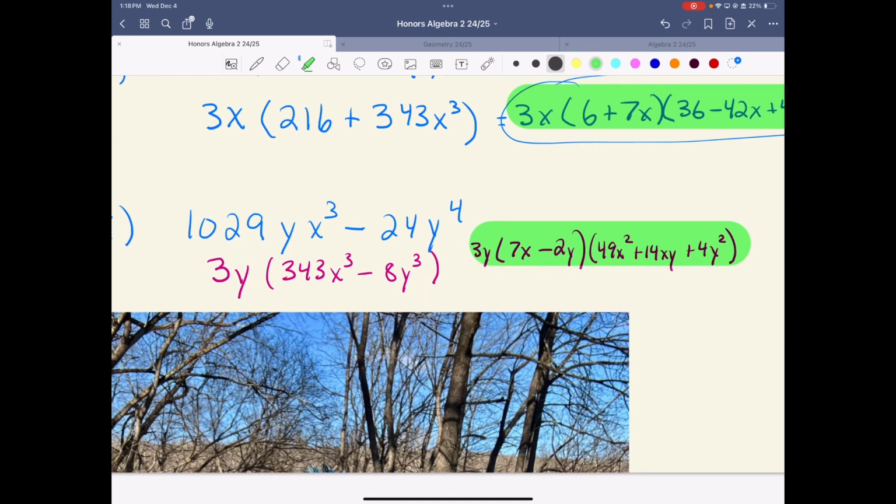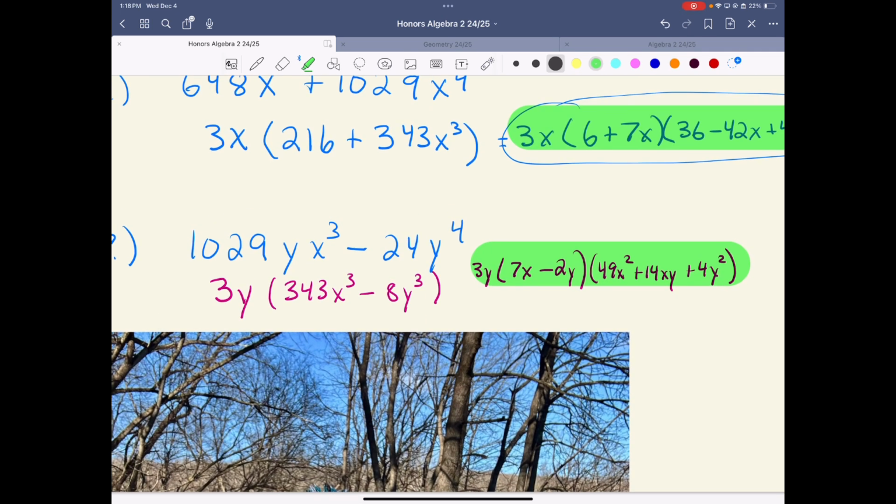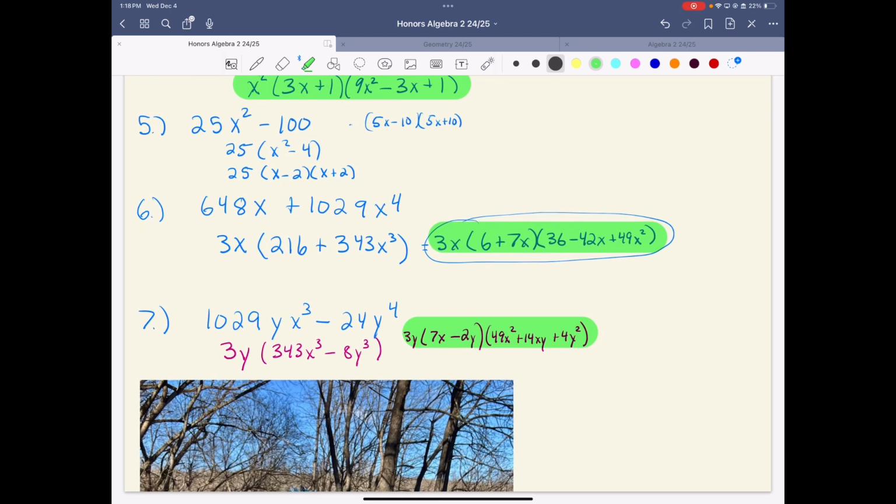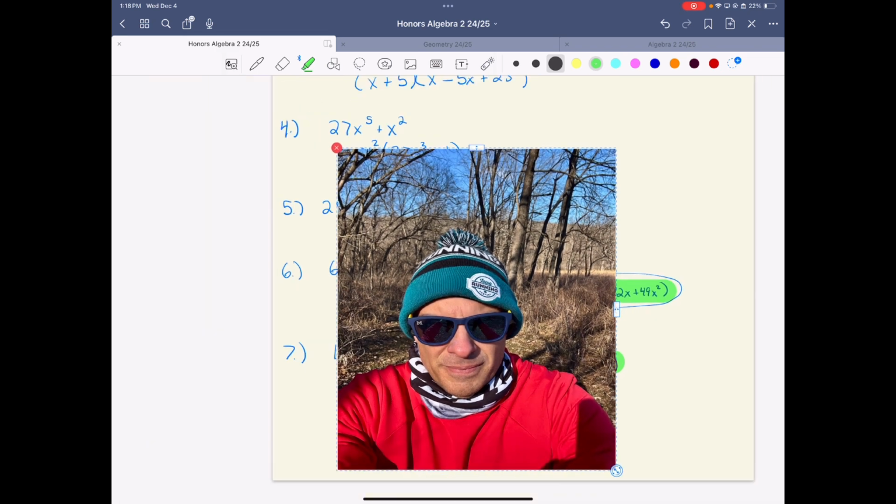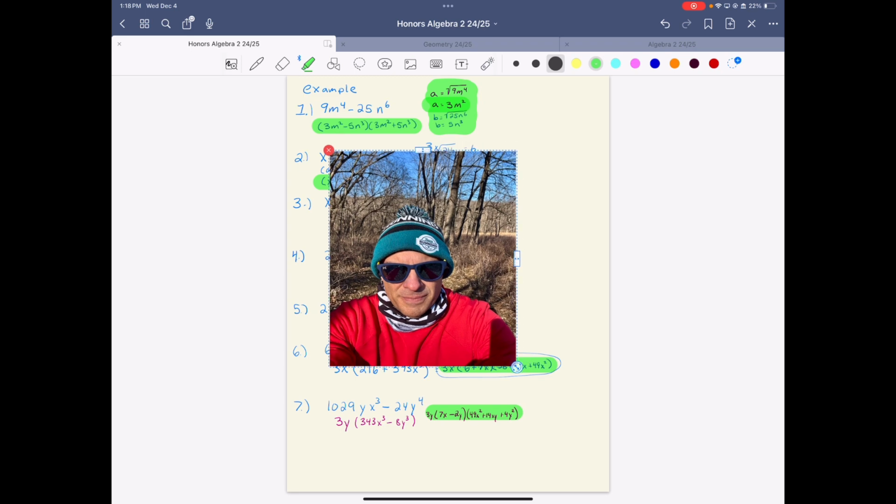Any questions with polynomial identities? And again, remember where this is leading. This is all leading back to us being able to graph these things and factor these things and do all of those different types of things.